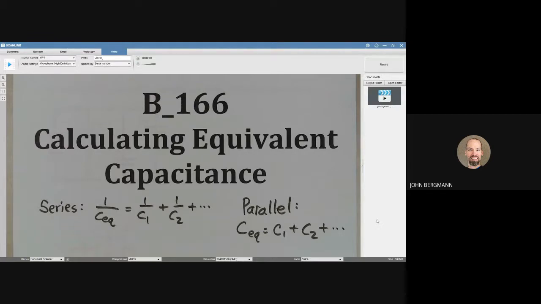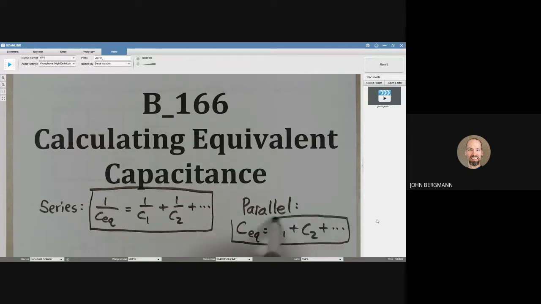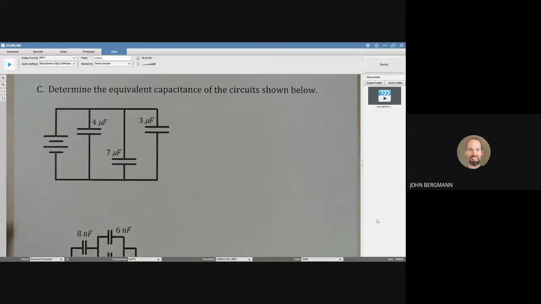In this video, we have a little practice calculating equivalent capacitance. In a previous video, we derived the equations for equivalent capacitance for capacitors in series using what I call the 1 over equation. And if you have capacitors in parallel, the equivalent capacitance is what I call the add 'em up equation. Depending on what we have, we need to use the appropriate equation. Let's determine the equivalent capacitance of these circuits.